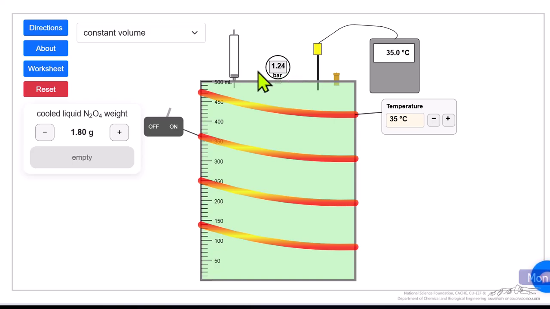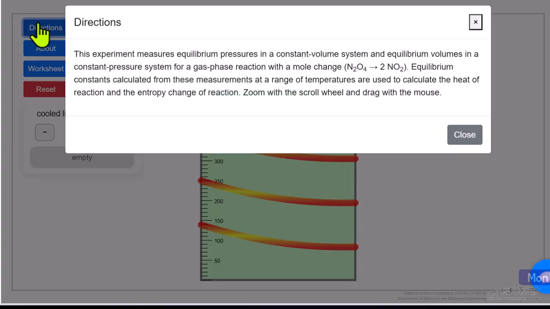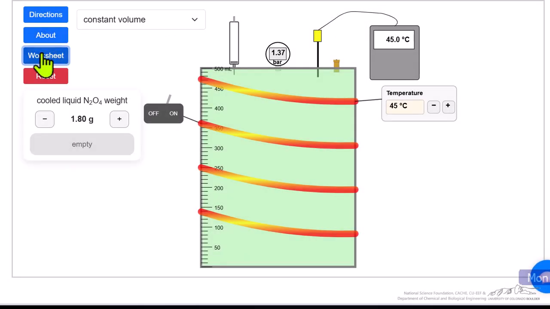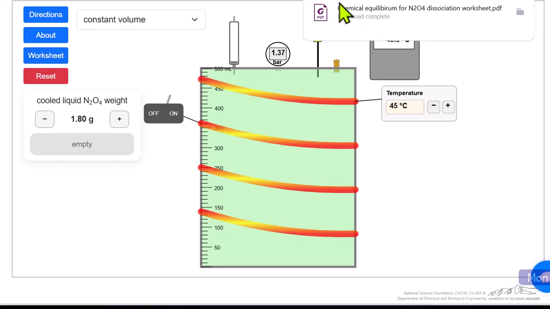And this equilibrium pressure, of course, is a function of temperature. So if I raise the temperature, I'm going to get more dissociation, more equilibrium conversion, and therefore the pressure is going to increase both because of the temperature increase and because the equilibrium conversion increases. Now, the simulation has some brief directions. Most of the explanation is in this worksheet, which you can download as a PDF file, and it explains what measurements to make and what calculations to do.